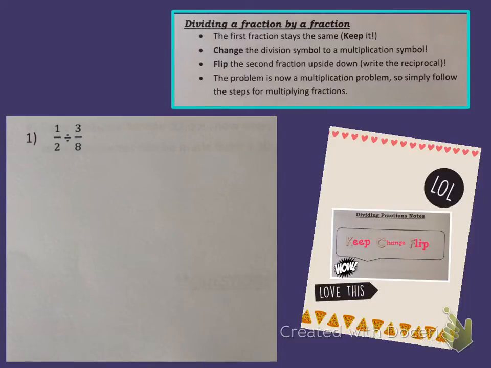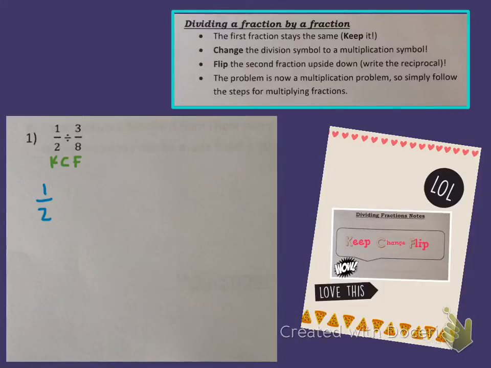So keeping in mind the KCF, keep, change, flip, I'm going to go ahead and write those letters underneath the parts of the problem. The K underneath the first fraction, the C underneath the division symbol, and the F underneath the second fraction. So what we do here first is the first fraction stays the same. That's where the keep it step comes into play. So that stays 1/2.